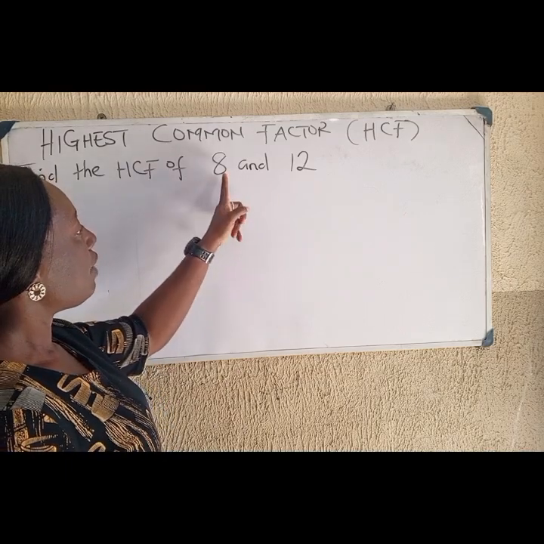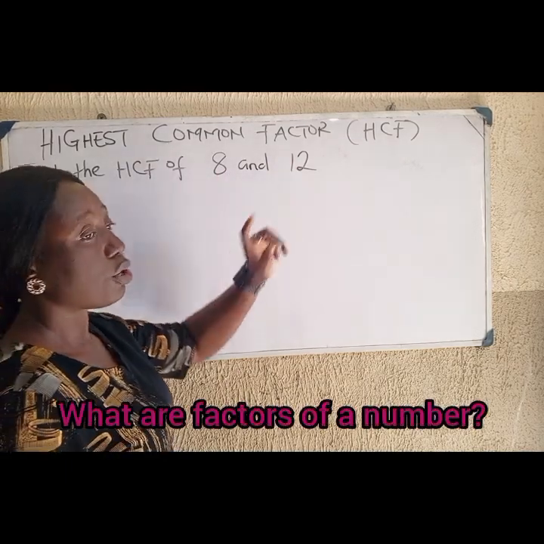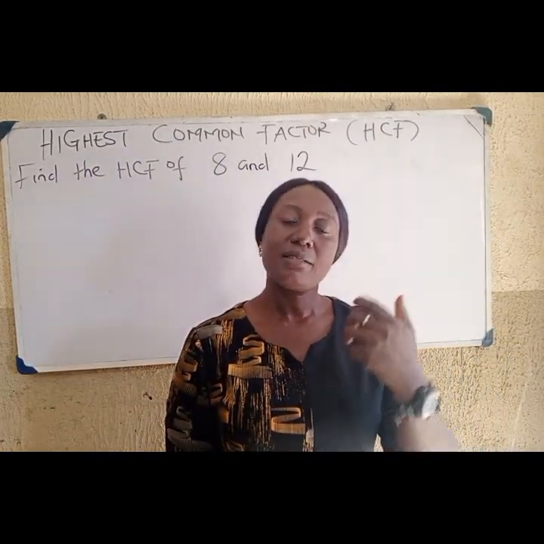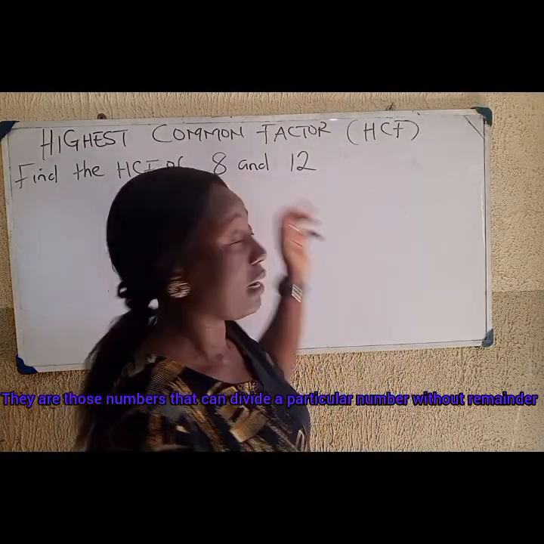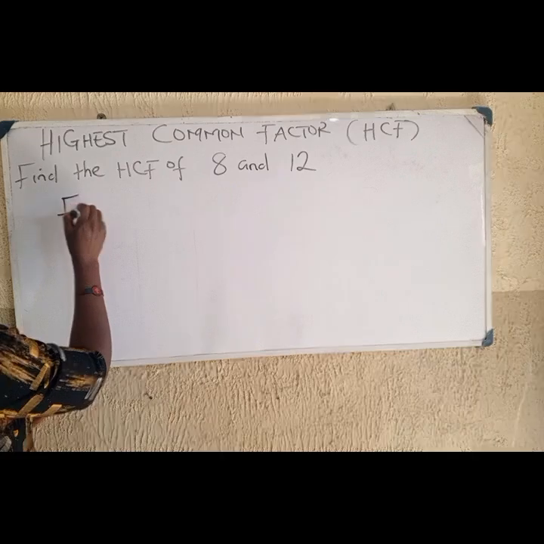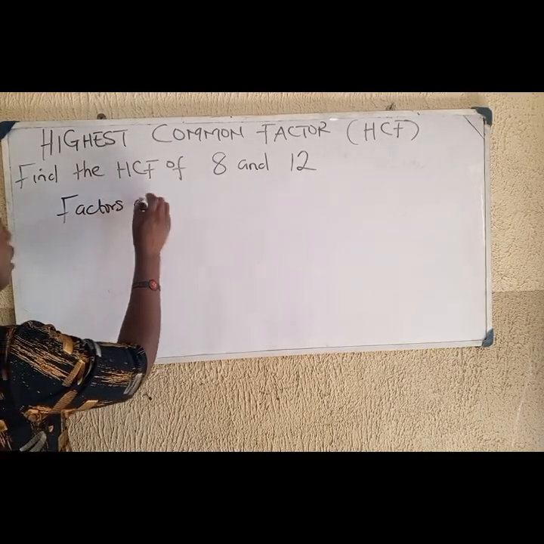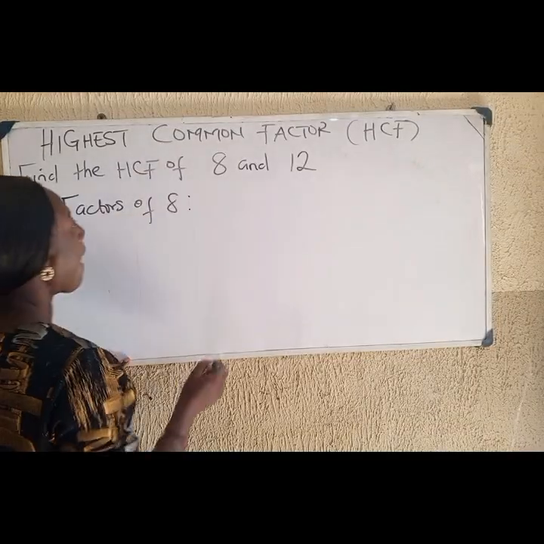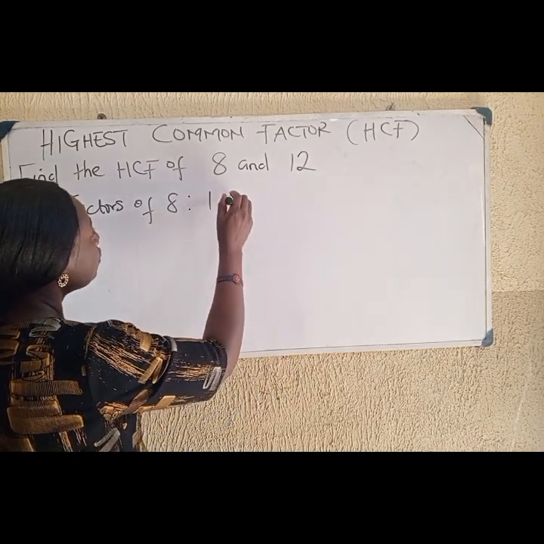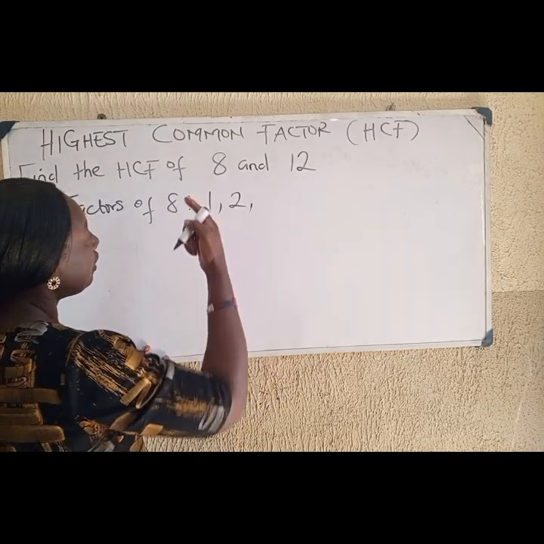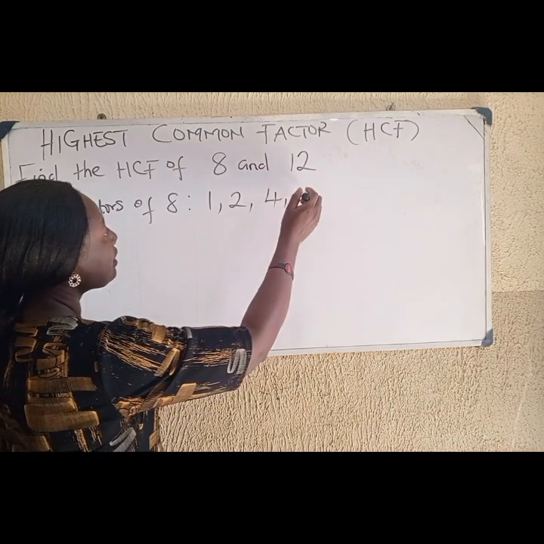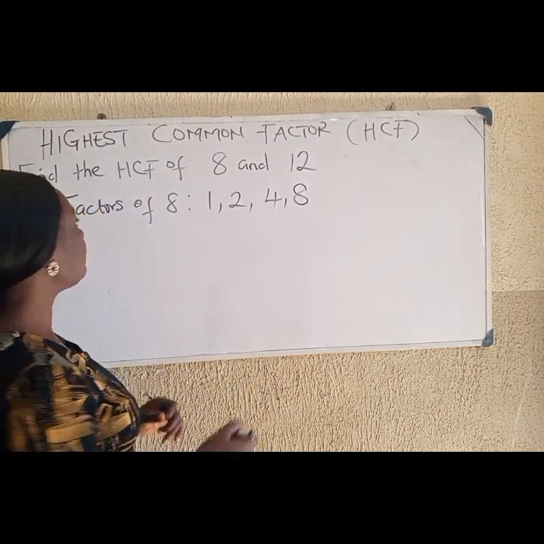So, first of all, I'm going to find the factors of 8 and factors of 12. What are factors of a number? They are those numbers that can divide a particular number without what? Remainder. So factors of 8 are 1, which is always a factor of a number. Then 2. 3 cannot divide 8 without remainder. 4. Once you get the half of this number, the next one is the number itself.